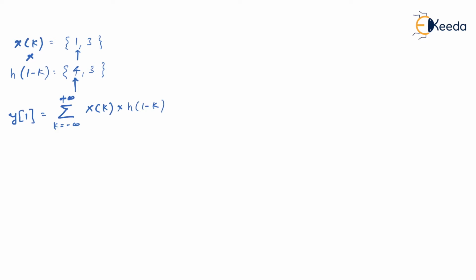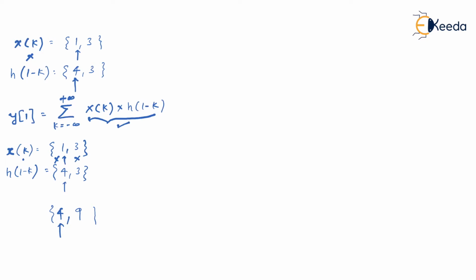If I want to multiply these two sequences, what do we do? We perform multiplication sample-wise. That is, the k equal to 0 position gets multiplied with k equal to 0. So let me just copy the same x of k and h of 1 minus k once again. Whenever you multiply this, the first two elements get multiplied. So 1 into 4 is 4, and 3 into 3 is 9. The arrow mark is going to remain here. So the product of x of k and h of 1 minus k is ready.